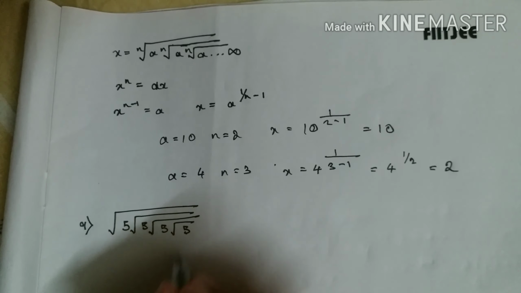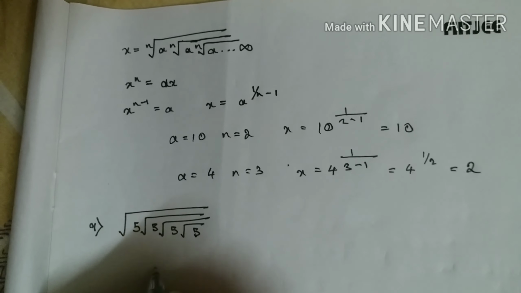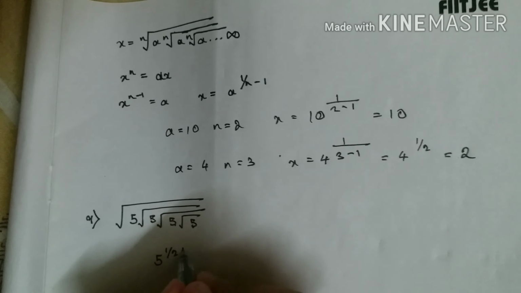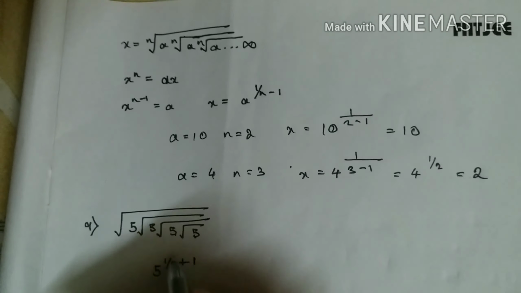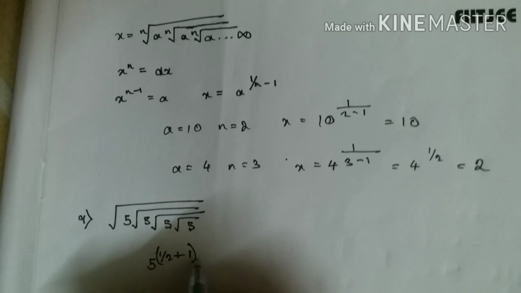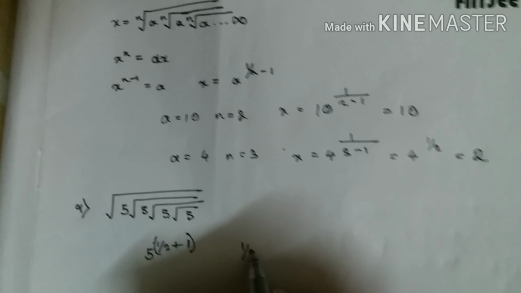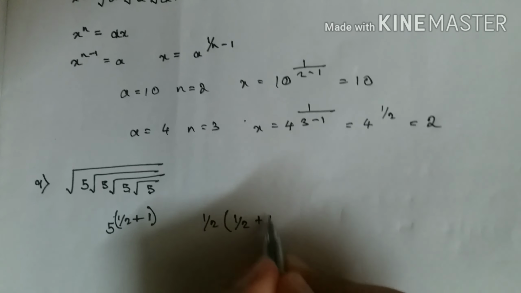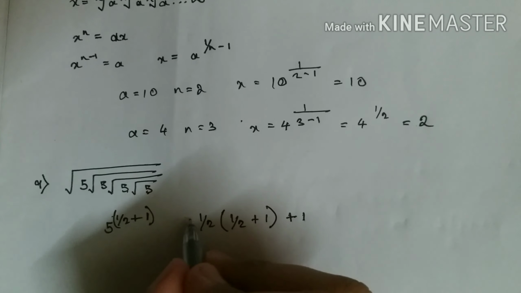See, this is 5 root, so 5 to the power half. Then it's multiplied with 5, so plus 1. Okay. Then again it's square root, so half into, so that I am now writing only the power. Okay, half into half plus 1. Then it's multiplied with another 5, so plus 1.